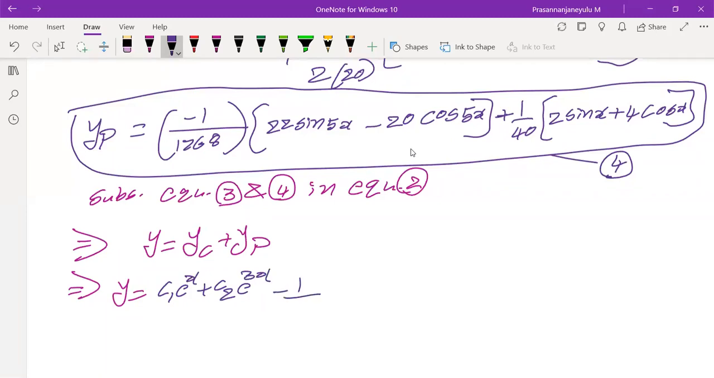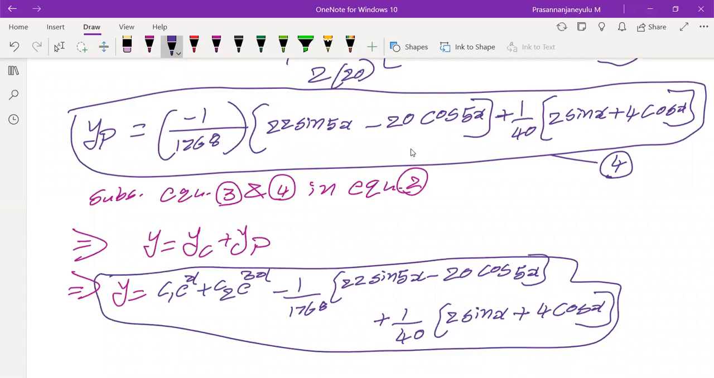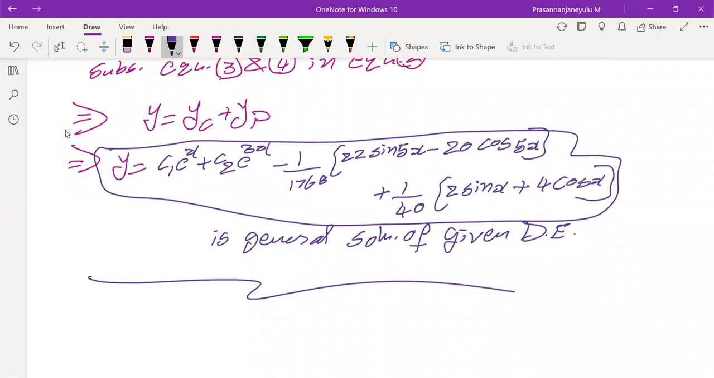yp is nothing but minus 1 by 1768 into 22 sine 5x minus 20 cos 5x plus 1 by 40 into 2 sin x plus 4 cos x, like this. So this is the general solution of the given differential equation. I'll discuss one more problem, then I'll stop this module.